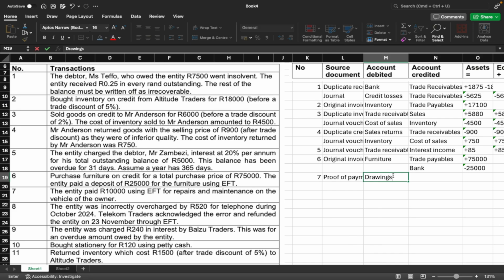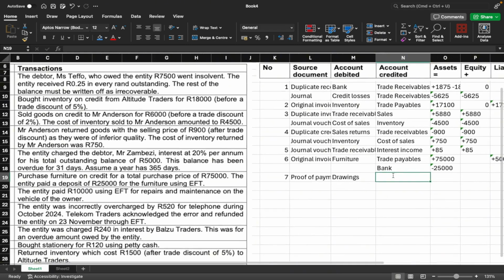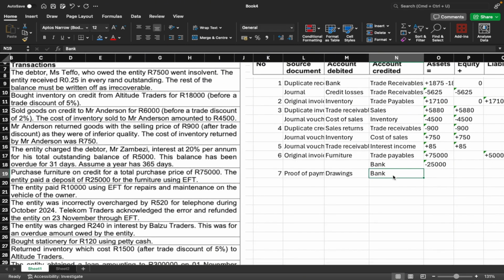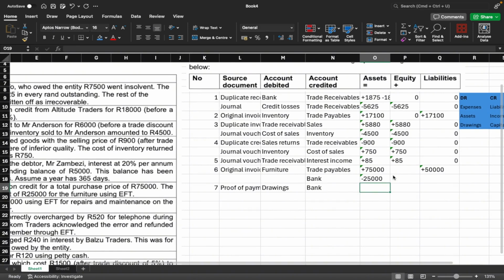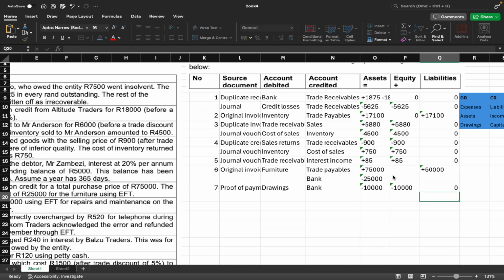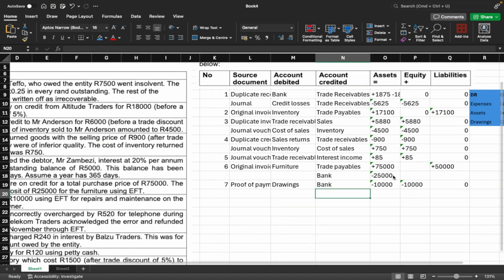And then with debit drawings here, as I've already mentioned, remember, drawings reduce our equity. That's why we are debiting it, just like expenses, which reduces our equity, which is also debited based on our acronym. And then we credit bank, of course, here. Since bank is credited, we've got a negative under bank for 10,000 rand. And then under equity, negative 10,000 rand for the drawing specifically. And of course, we have nothing under liabilities for that specific transaction.